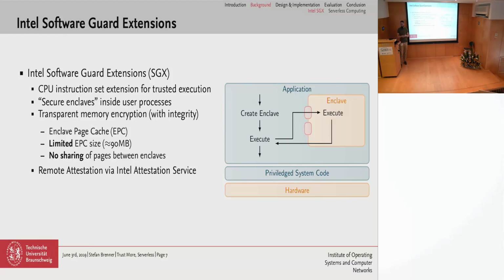The current problem of SGX is that this EPC is somewhat limited. This is a hardware architectural limit, so currently there's not really a way around that. We have around 90 megabytes of memory for usage by all enclaves on the platform, and we cannot even share any pages between enclaves. If two enclaves need the same memory, they have to keep it twice.